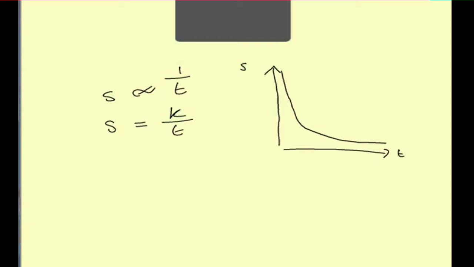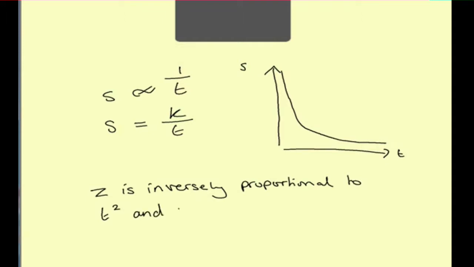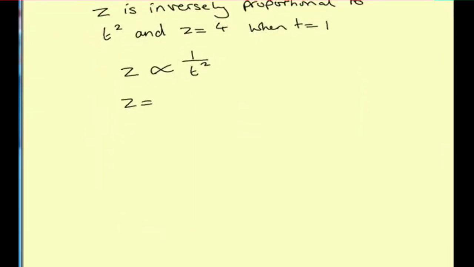Okay, so let's do a worked example. z is inversely proportional to t squared, and z equals 4 when t equals 1. So z is inversely proportional to t squared, and z equals 4 when t equals 1. So z is equal to k over t squared.